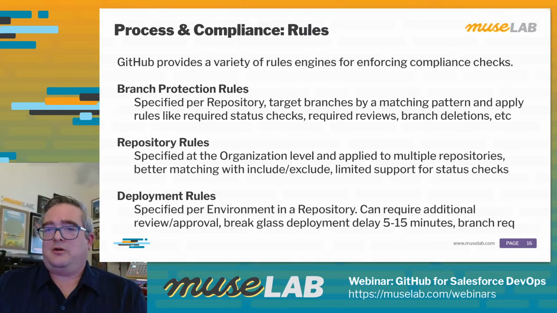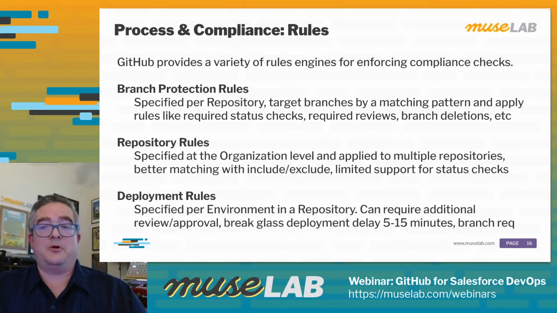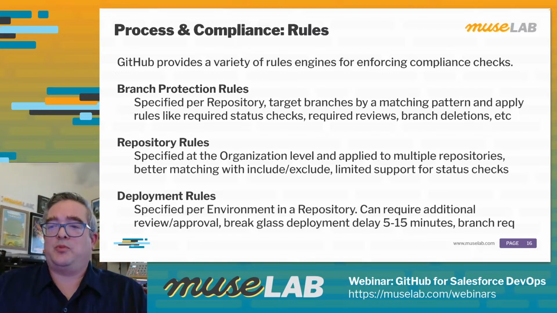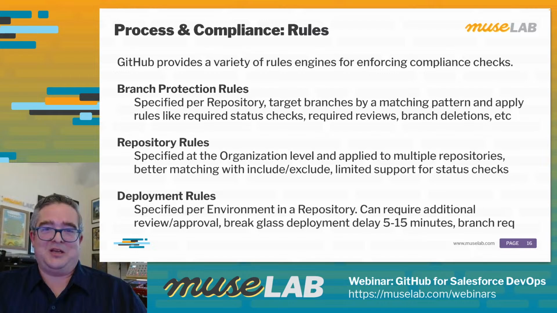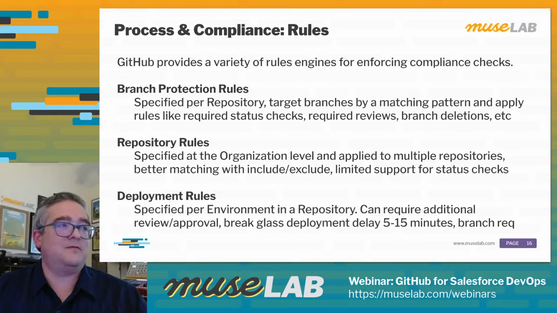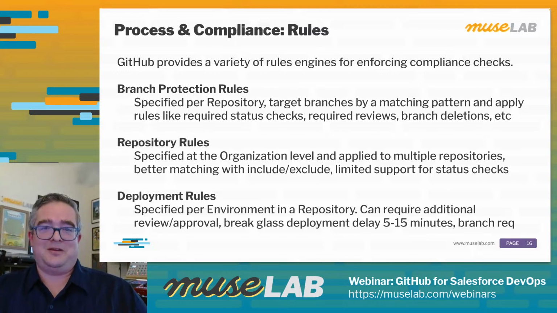And then finally, if you use environments in your GitHub Actions or you're using deployments directly, you can set up deployment rules on individual environments. So for instance, you could say a deployment to my production org has a break glass delay of 15 minutes. So when the deployment is submitted, it will pause for 15 minutes. So that somebody could go in and cancel it if they realized it was a mistake. You can also require certain people approve that deployment.